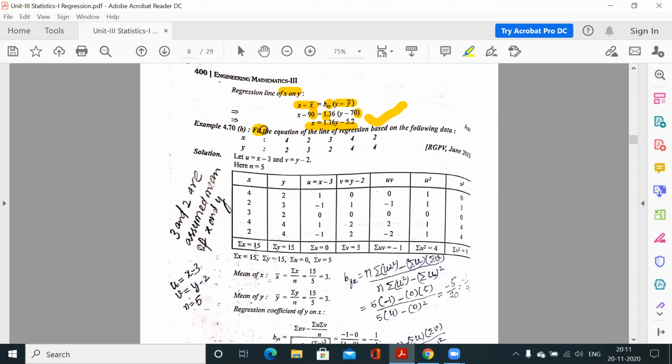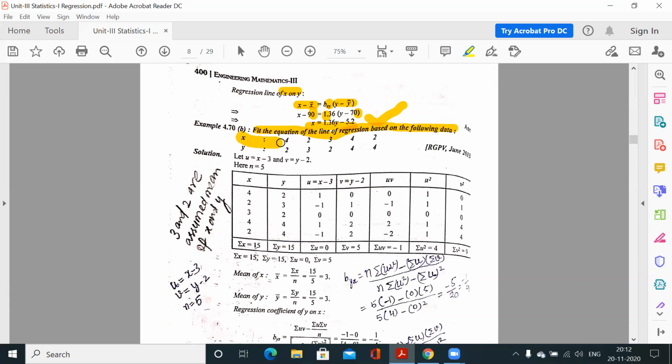Again the same question: fit the equation of line of regression based on the following data. Because they are asking to fit the equation of line of regression, they have not mentioned which equation we have to find out, whether the line of regression of y or of x. So we have to find out both, because we don't know what the actual question was. Fit the equation of line of regression means we have to find both lines, x on y and y on x, because they have not mentioned which equation is to be found out.